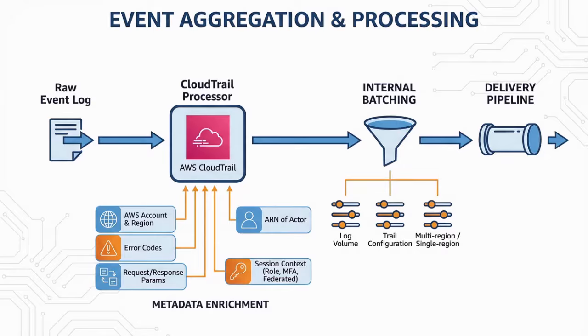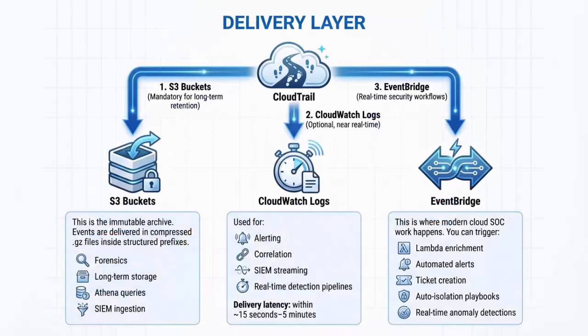CloudTrail enriches the raw event with metadata, such as the AWS account, where the action occurred, the identity, error codes, and region, and we'll see a lot of them when we analyze the logs. Then AWS batches events internally before sending them to the delivery pipeline. The next layer is the delivery layer.